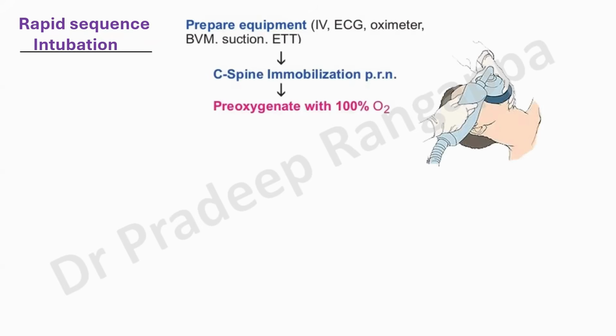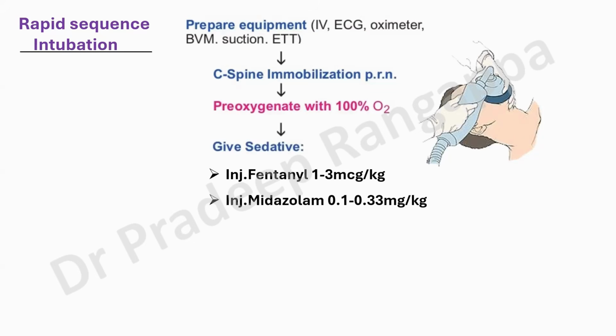So the steps of rapid sequence intubation in ER: make sure that the patient is connected to a standard monitor, which has ECG and pulse oximetry, and has IV access. Many of the poisoning patients could be involved in some sort of trauma, so cervical spine immobilization has to be considered if you're suspecting trauma. Pre-oxygenate with 100%. And the choice is always sedation with analgesia.